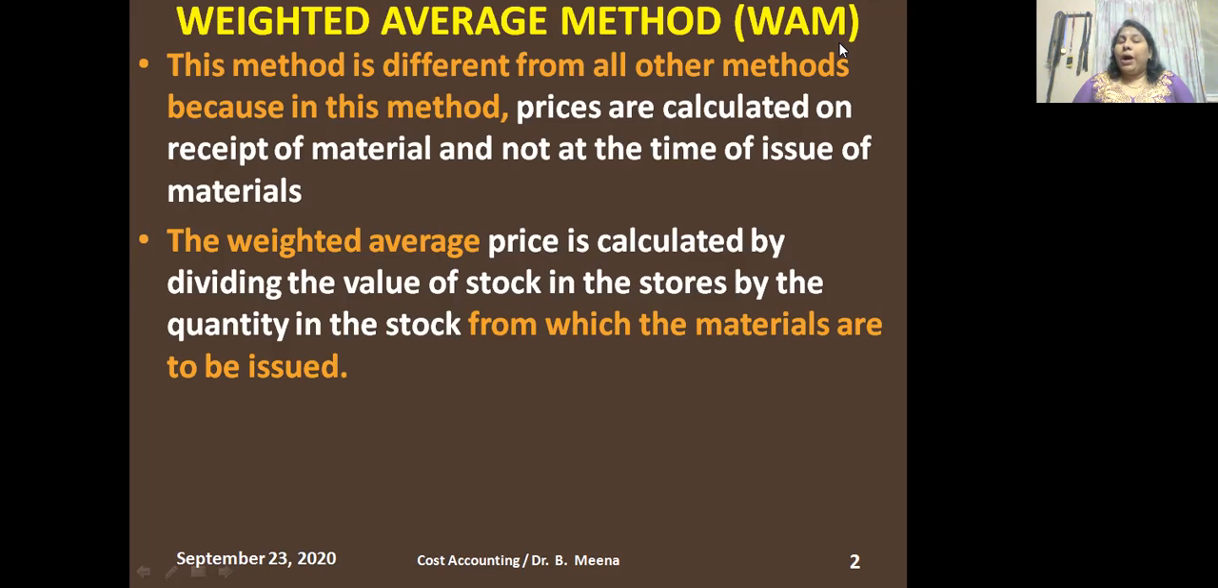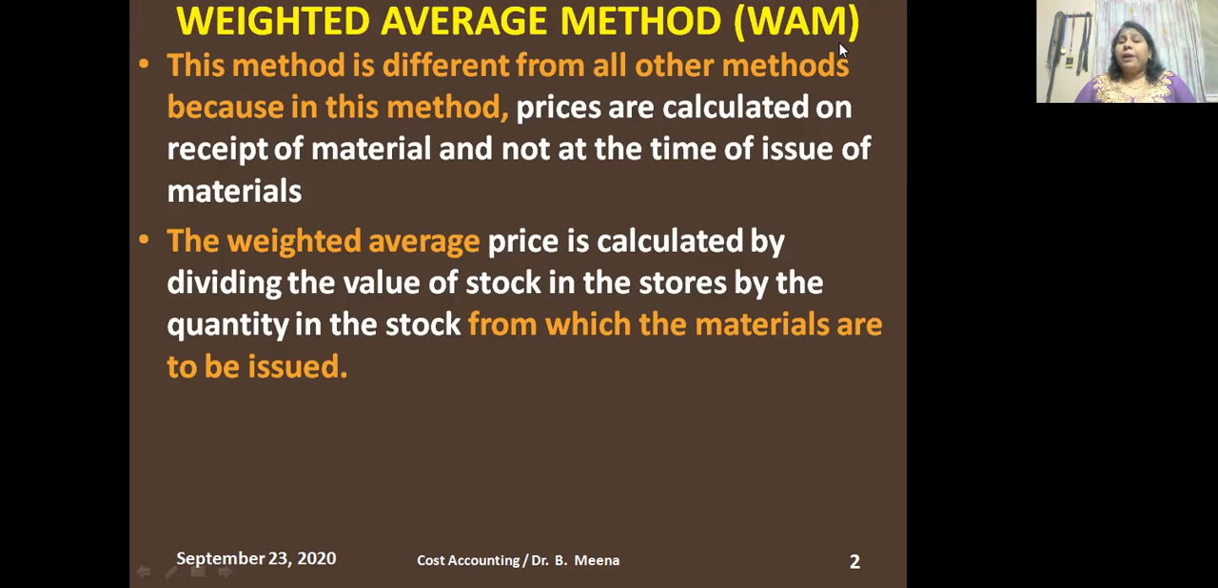I want to highlight that a new price is calculated by the storekeeper whenever he receives materials from the supplier, in the balance column. The storekeeper will calculate the new price and show it in the balance column after considering the existing stock of material, both in quantity as well as in value, with the receipts of the material whenever he purchases.